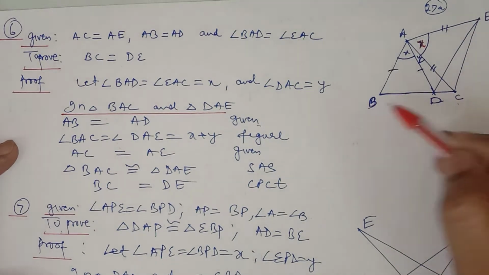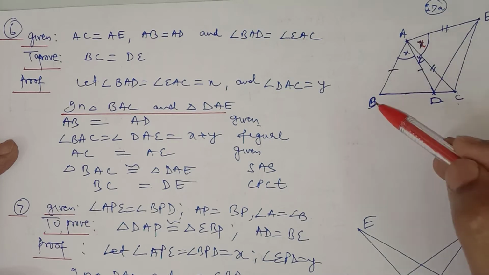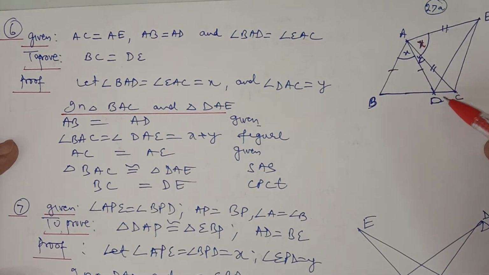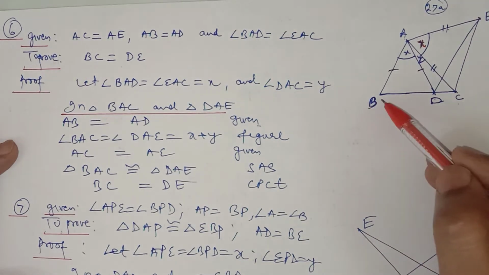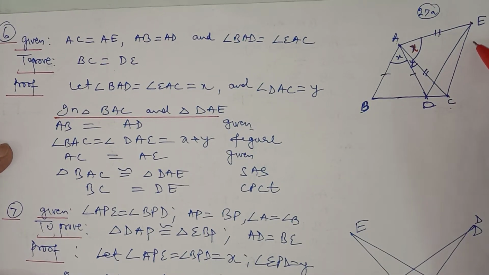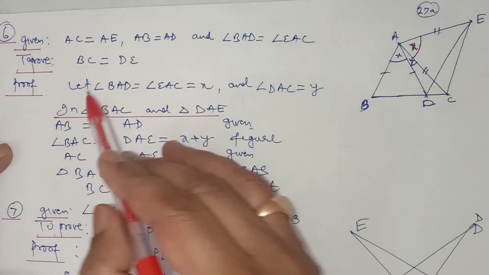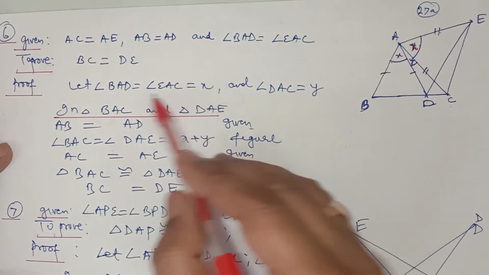Now how can we prove that they will be equal? If we prove that triangle ABC and triangle DAE are congruent, then we can say that BC will be equal to DE. See the figure very carefully. Now because these two angles are equal, let these two angles be X. Let angle BAD and EAC, which are equal, it is given.